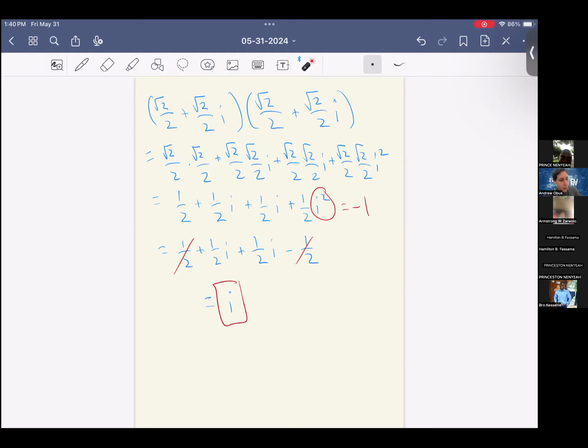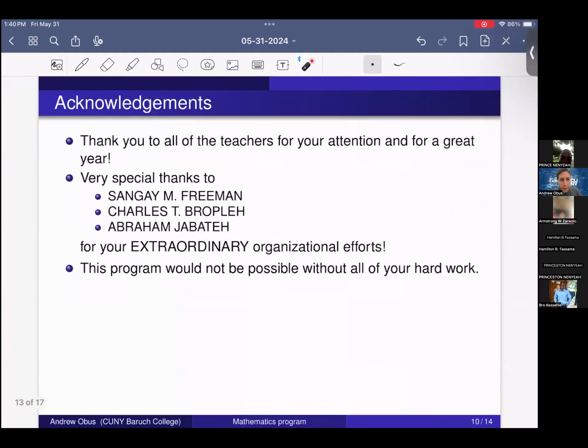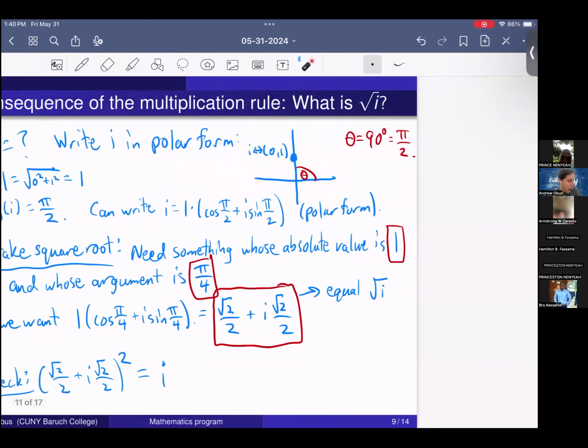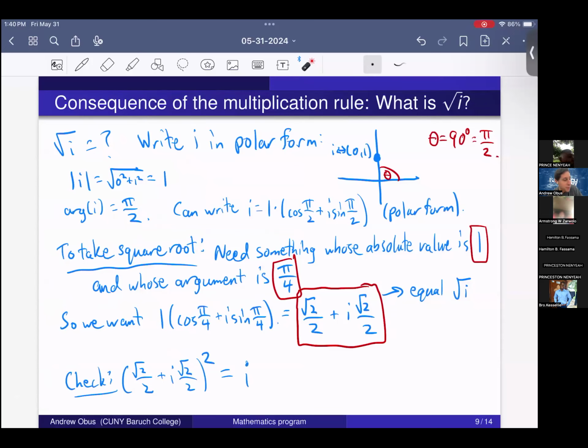Okay, so let me move to the end. So that's basically the end. So I think this is a nice example to close on, and it really brings together a lot of the trigonometry we've been doing to show you how it relates to complex numbers, how you can do everything with complex numbers.